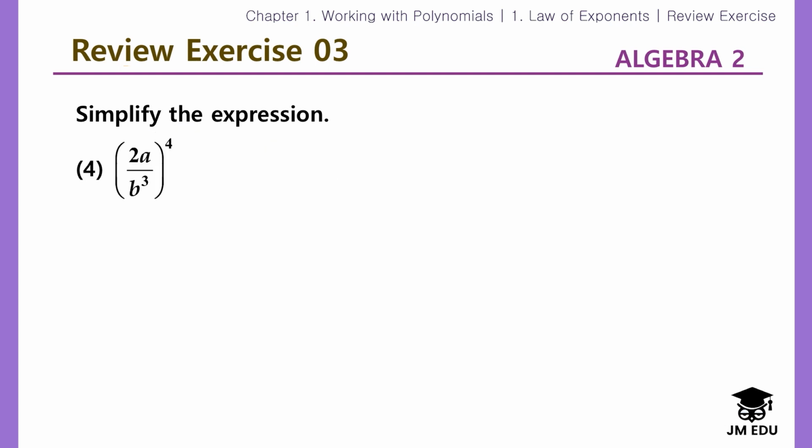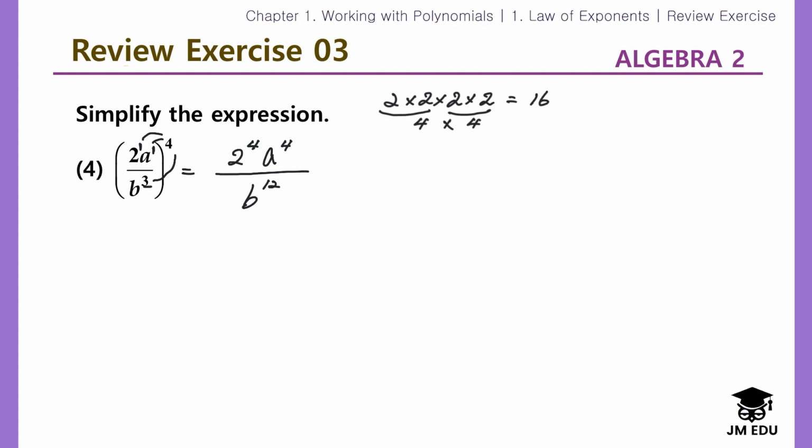Okay, number 4, we have 2, 1 times 4, so 2 to the 4, right? So 2 to the power of 4, a, 1 times 4, right? That's a to the power of 4. b, 3 times 4, that's b to the 12. So 2 to the 4, 2 times 2 times 2 times 2, 4 times 4, that is equal to 16. So this is 16a to the 4 over b to the 12.